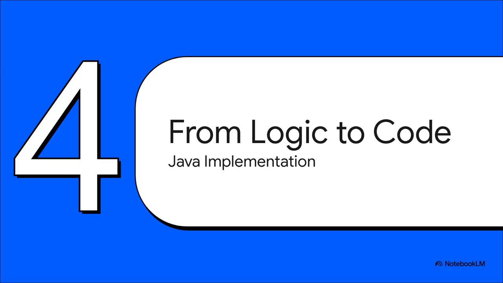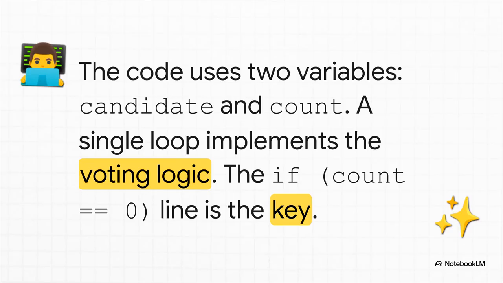Now, what's so amazing about this is how this elegant logic translates into just a few lines of incredibly clean and efficient code. Let's pull up the Java implementation. You can see the code is a direct translation of what we just did. It only needs 2 variables, one to hold the current candidate and one for the count. The whole thing happens in one single loop. And that line right there, if count equals 0, that's the most important part. That's the mechanism that lets us switch to a new candidate whenever the old one's support is completely canceled out. It's a perfect match to our analogy.